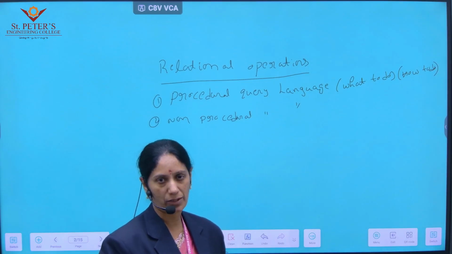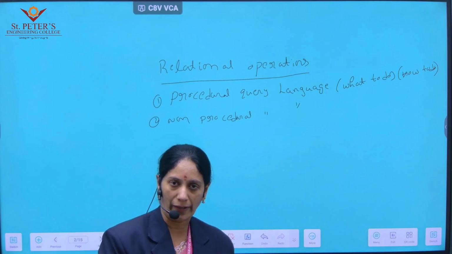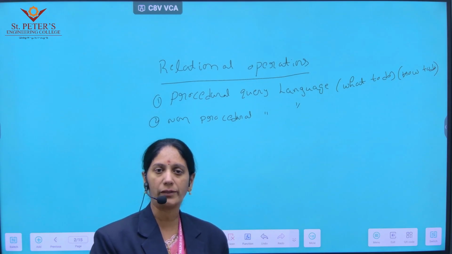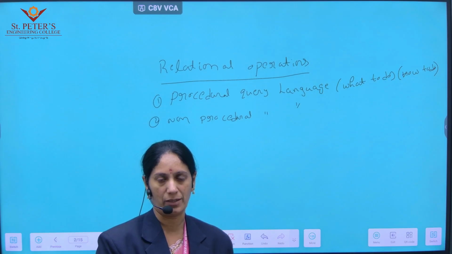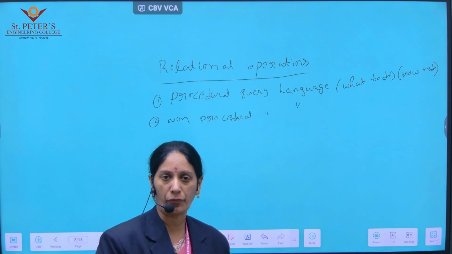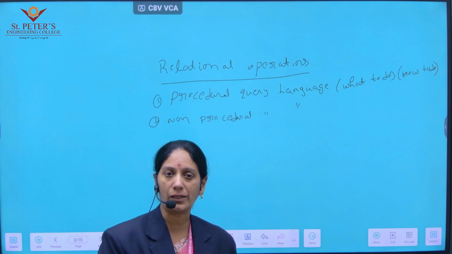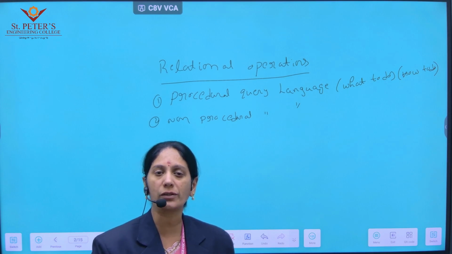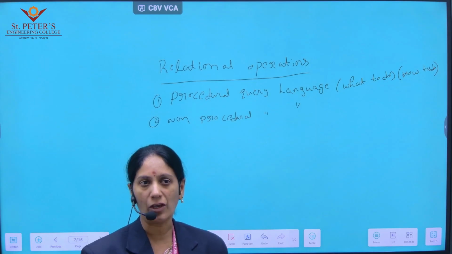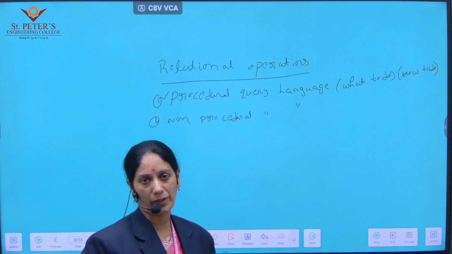Procedural query language. Procedural query language is about what data are required to create the database. Clear? What data are required to create the database. Then how to do: which type of operations can be followed in the creation of the database. Then after creation of the database, how to retrieve the data from the database. For that purpose we analyze which language? Procedural query language.